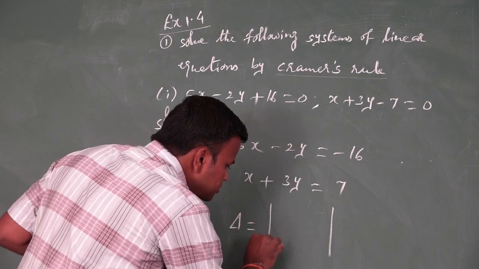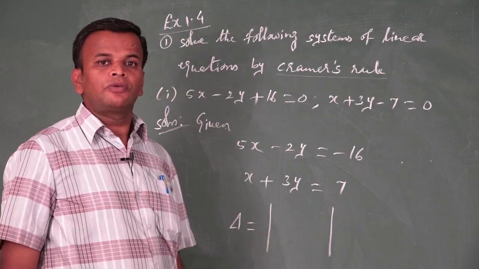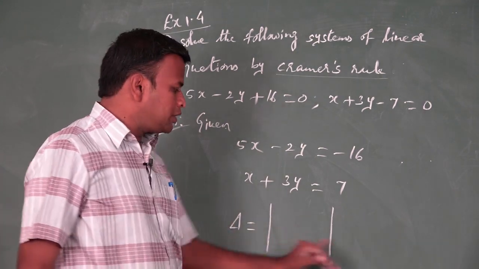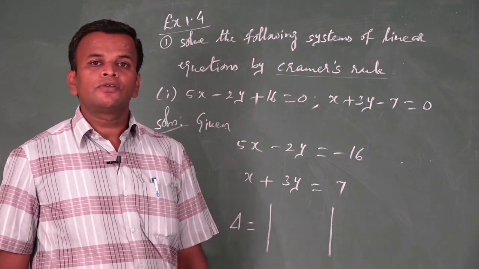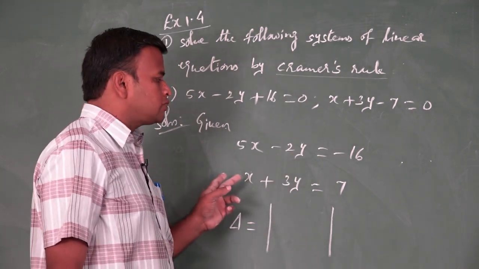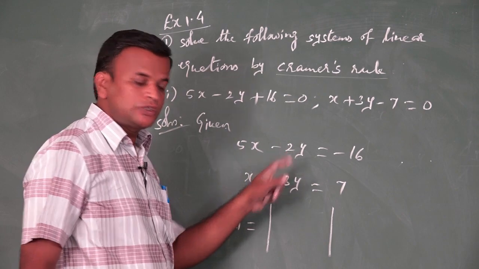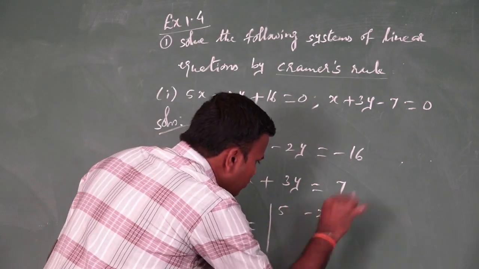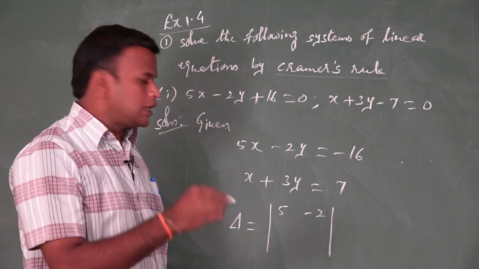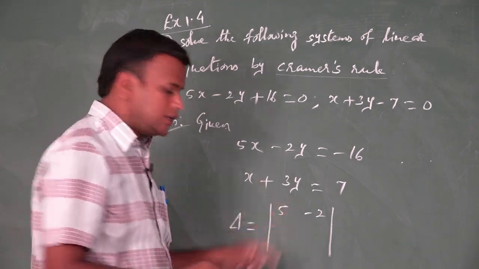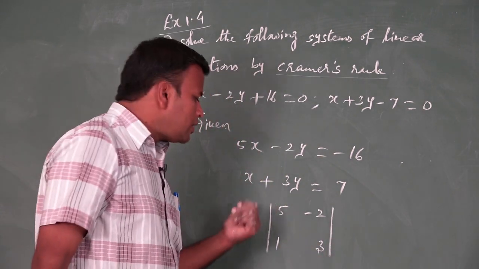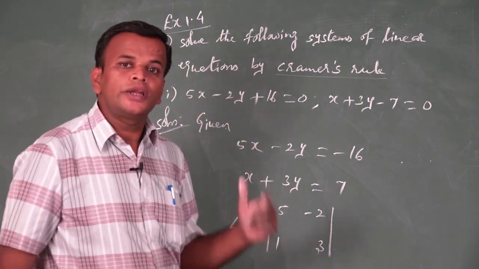After finding these two equations, the next step is to find the value of del. Important: all are determinants, because only a determinant has a value; a matrix cannot have a value. Del is equal to the determinant of the coefficients of x and y. What are the coefficients of x, y in the first equation? 5, minus 2, in the first row. The coefficients of x, y in the second equation are 1, 3. Now we find the value of this determinant, which is the value of del.